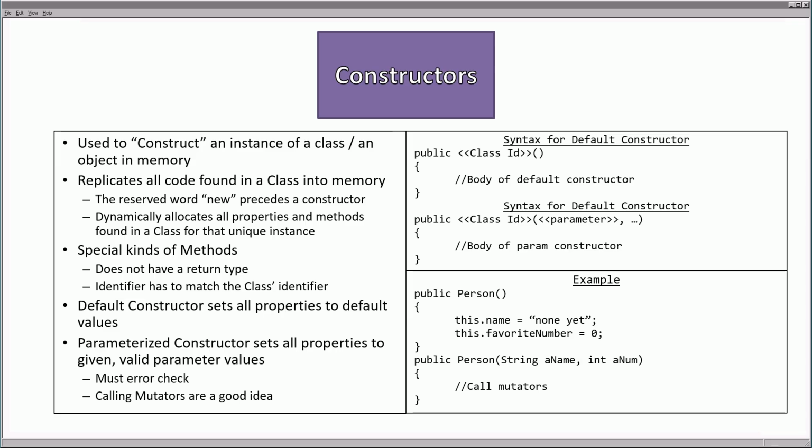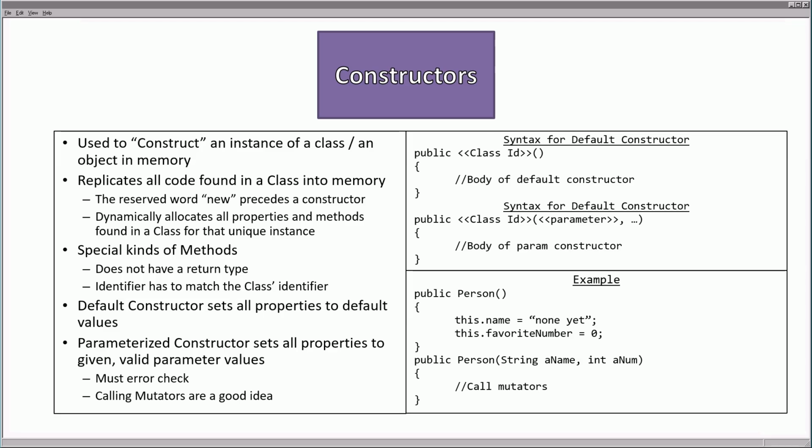And every time we create a new instance of that, it replicates all of the code that we've written one time in a class over and over again. This is a common practice called dynamic allocation, and all of the properties and the methods that are found in the class are created for that unique instance.